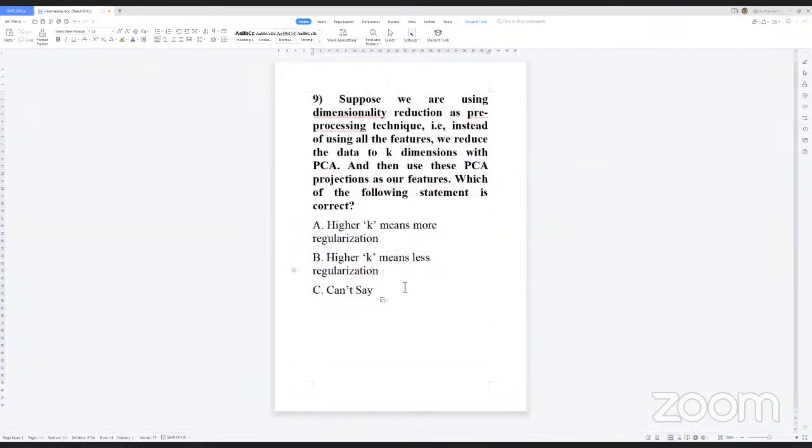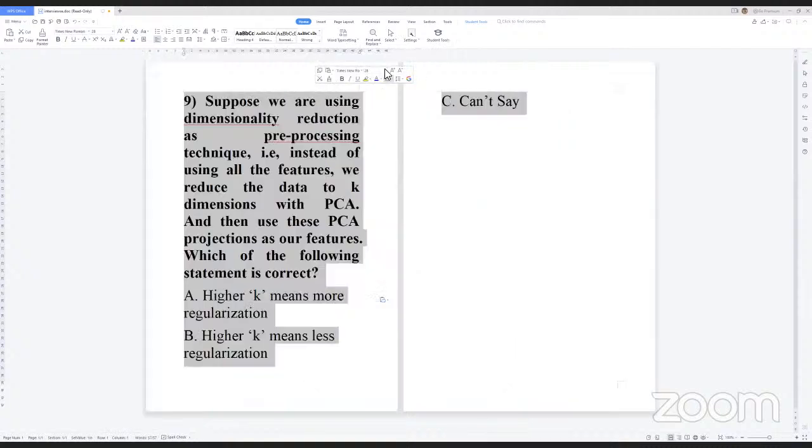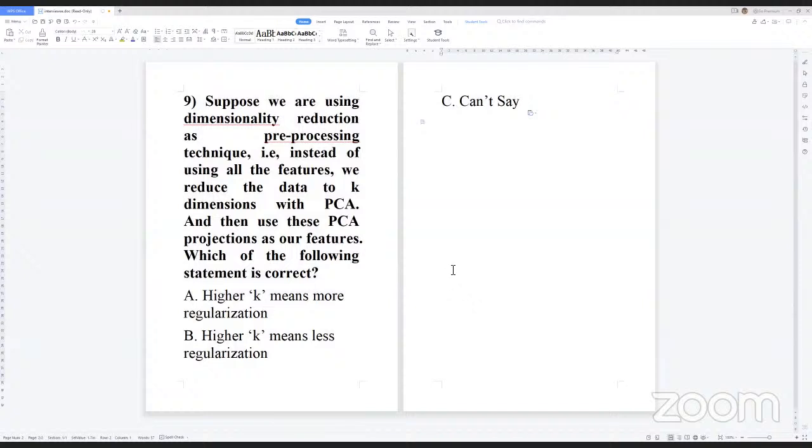So the ninth question. The ninth question states that suppose we are using dimensional reduction as a pre-processing technique. Instead of using all the features, we reduce the data to k dimensions with PCA and then use these PCA projections as our features. Which of the following statements is correct?